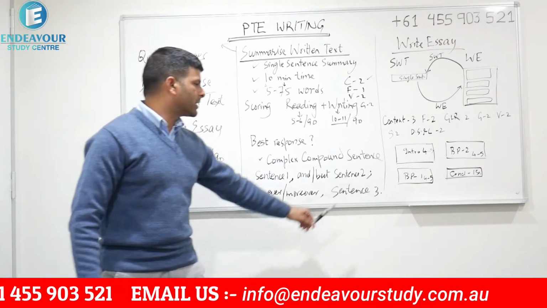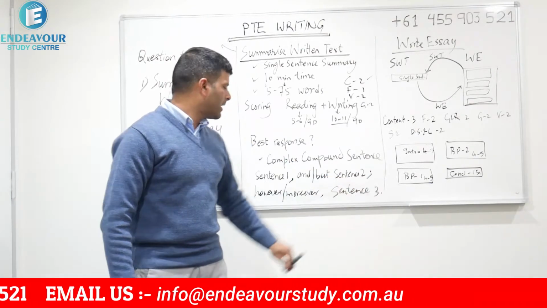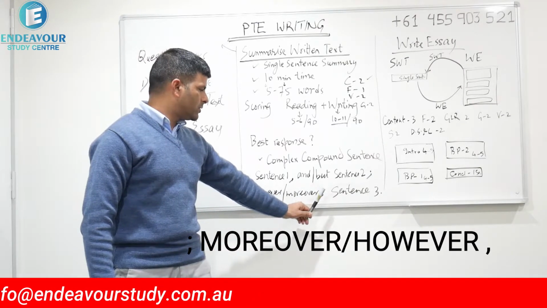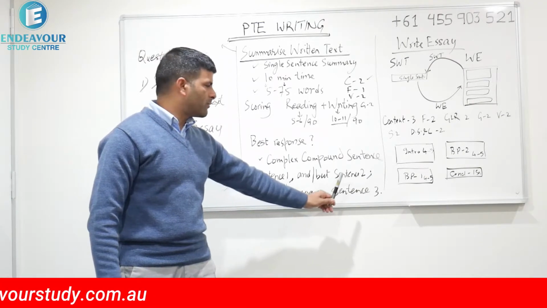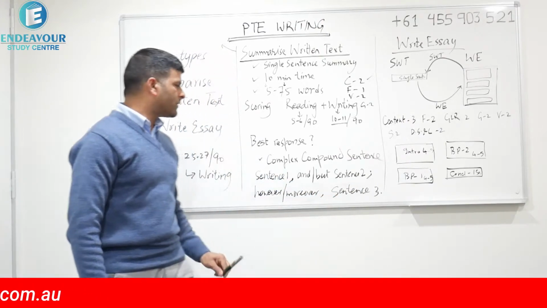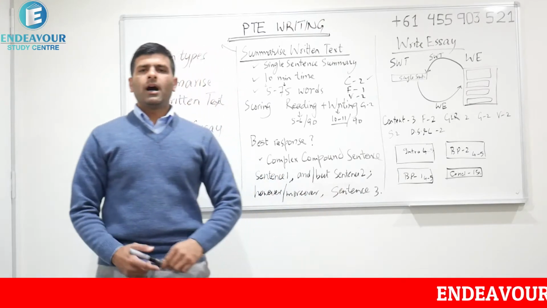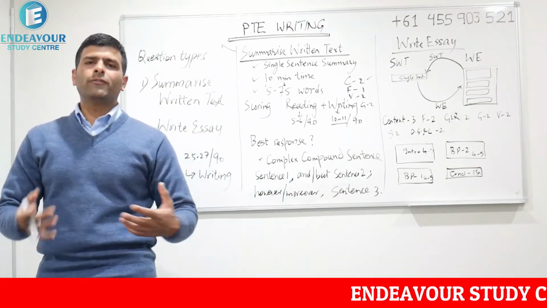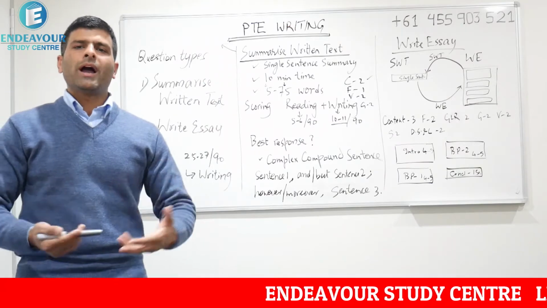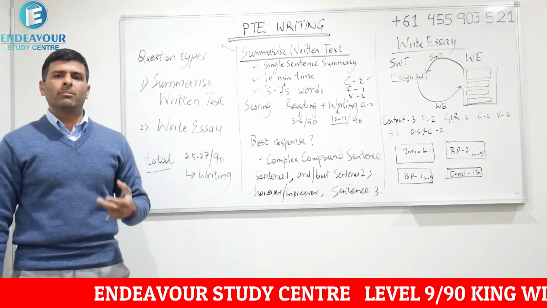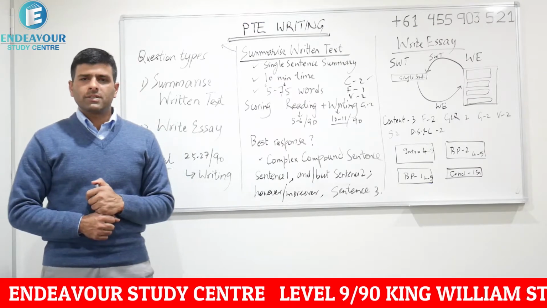But in a simple way, it goes like this. So you go semicolon and then one of the conjunctive adverbs, which is however or moreover, and you go comma, and then we put sentence 3. Now any of these sentences, whether sentence 1, sentence 2, sentence 3, should have at least 2 phrases or 2 clauses in it to have a compound sentence, and as a whole this sentence will become your compound and complex sentence. That's all we need for summarized written text.